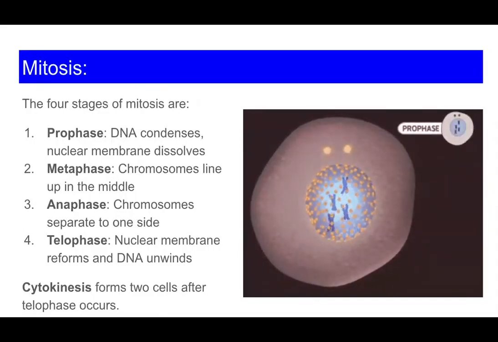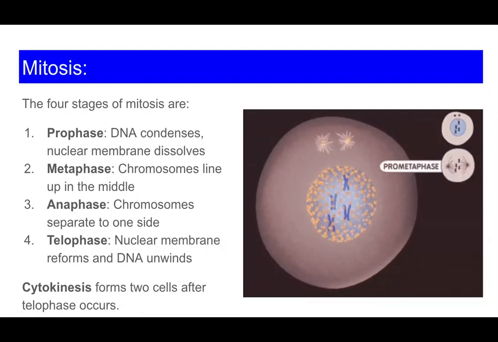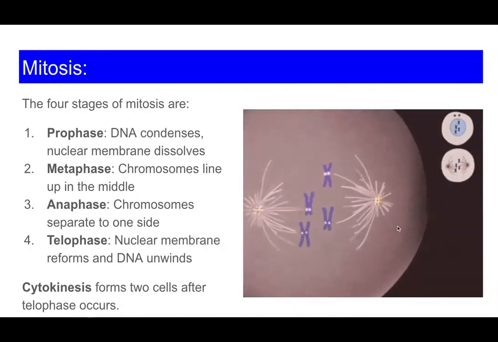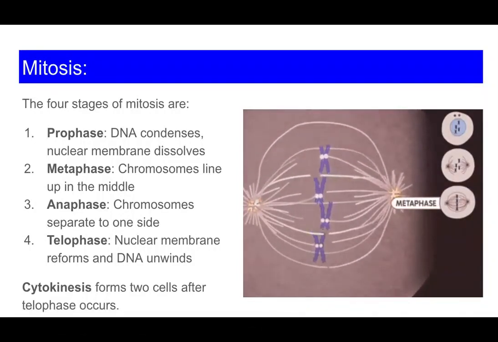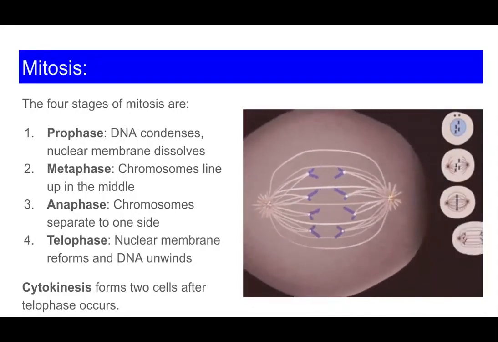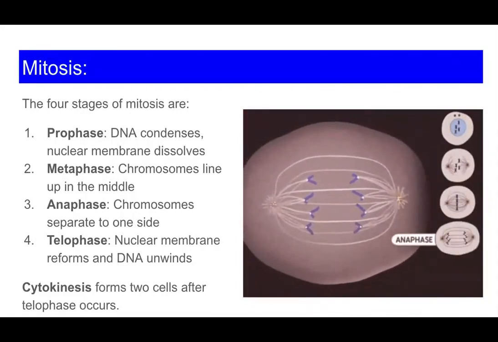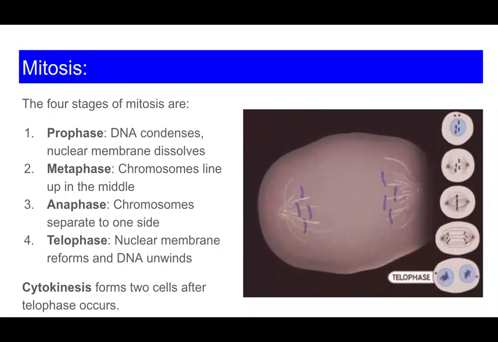So we've got prophase here. It's ready to divide. So we can see the DNA condensed, and the nuclear membrane, the spot around the nucleus, is actually dissolving. As we go into metaphase, those chromosomes line up. We have all these spindle fibers that attach to them, and now in anaphase, they're going to separate away from each other so that we end up with two nuclei.